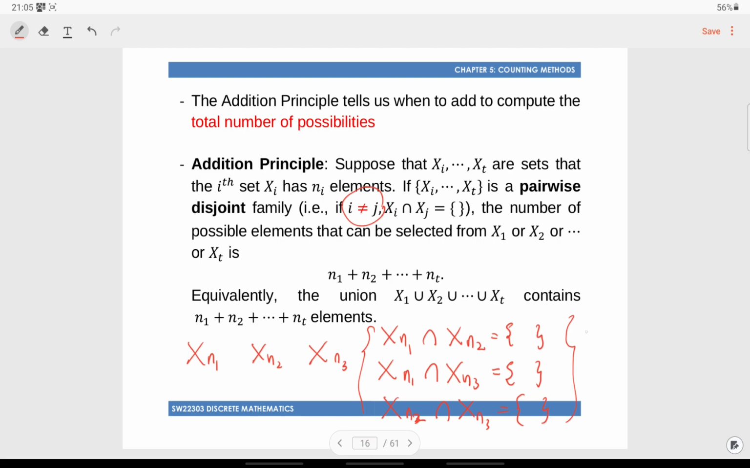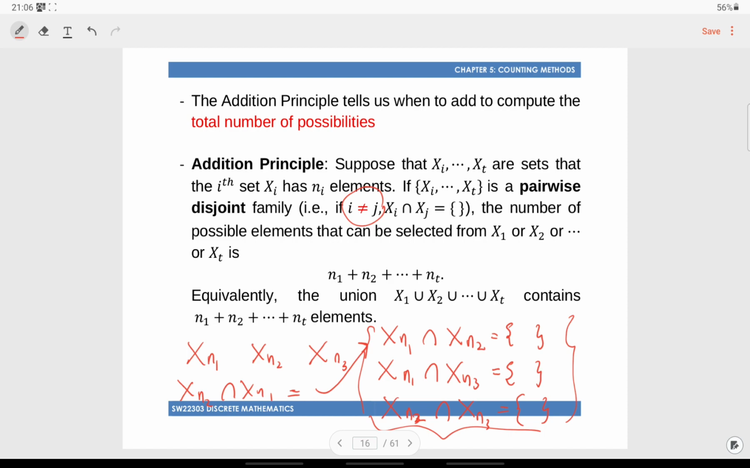Because intersection is commutative, X2 intersect X1 is equal to X1 intersect X2, so there is no need to repeat, because they represent the same thing. So you just have these three different combinations of intersection. Because all three possible combinations result in the same set, which is the empty set, X1, X2, and X3 are a pairwise disjoint family.